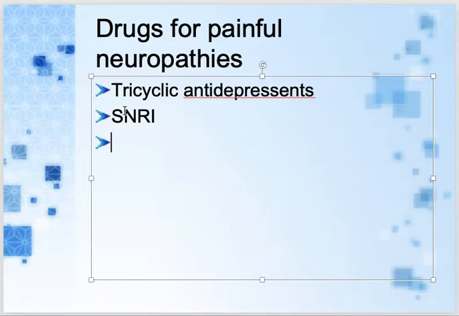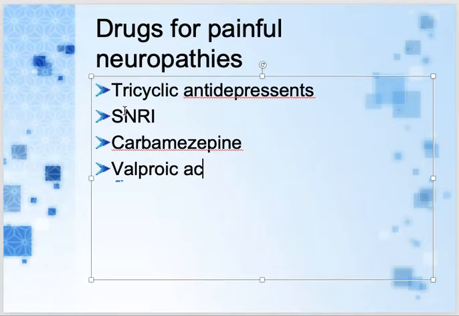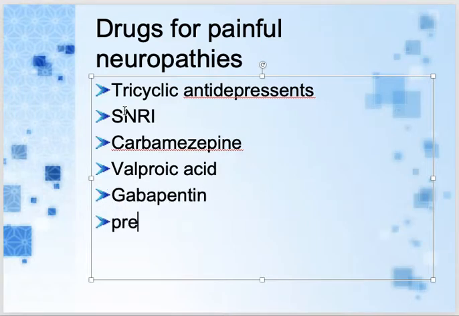We can give them carbamazepine. We can give them valproic acid. We can give them, these are considered as first line drugs, gabapentin or pregabalin. Now, guys, there are many other drugs, and these are considered as first line drugs. There are more drugs other than this as well. Of course, I'm not writing all the list over here, but there are many other drug groups as well.